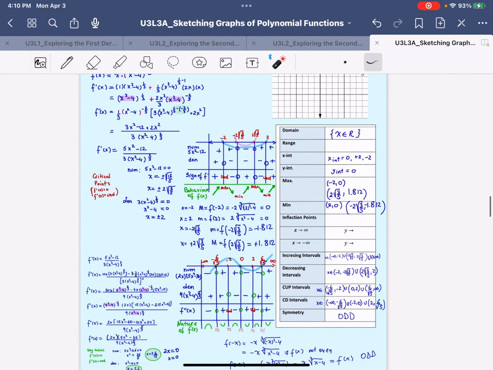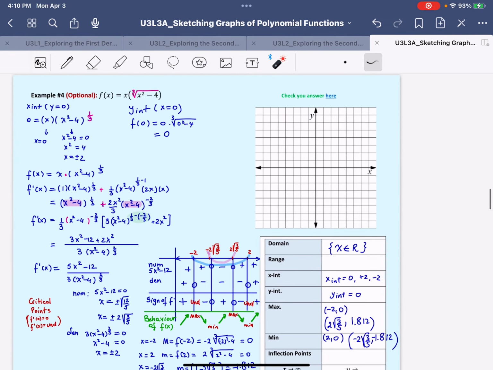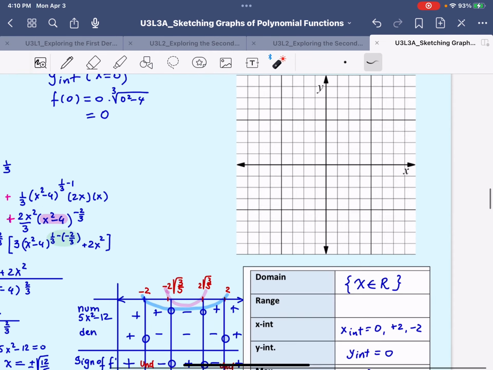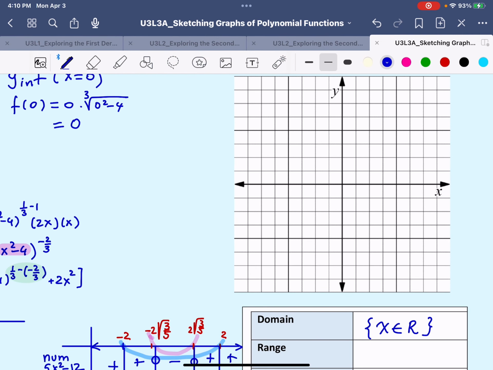So we're going to say that the graph of this function will have the x-intercepts first at x equals 0, x equals negative 2, and x equals positive 2. So the y-intercept will also be right here at 0, 0.